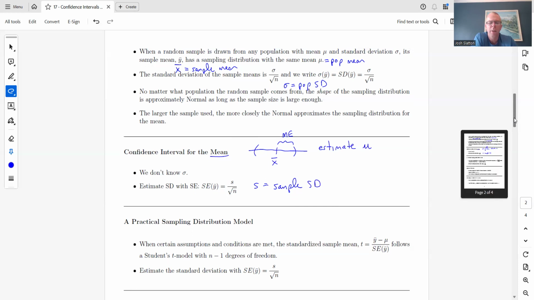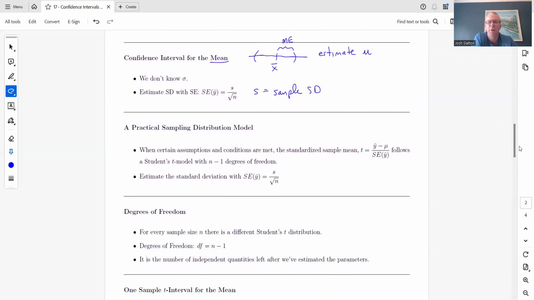So the practical sampling distribution model: when certain assumptions and conditions are met, which we talked about earlier, the standardized sample mean is given by this formula here. So t equals y bar minus mu over the standard error of y bar. Now, if you remember from chapter 5, this should look familiar. It should look something like the z-score. You remember the z-score was z equals x minus mu over sigma.